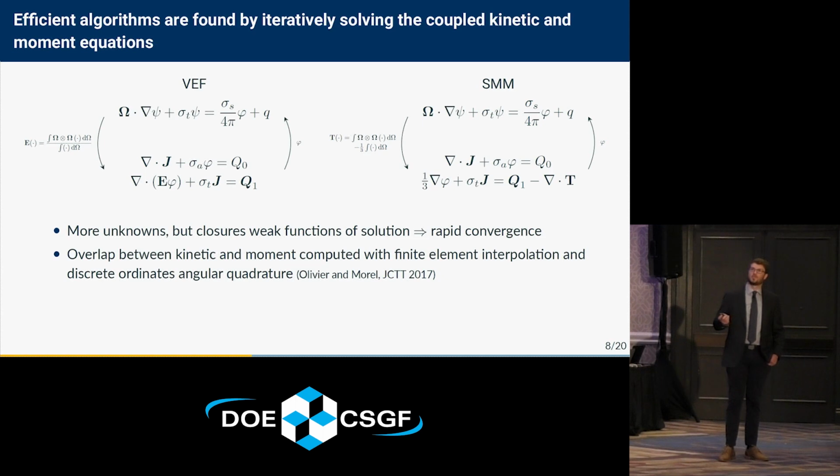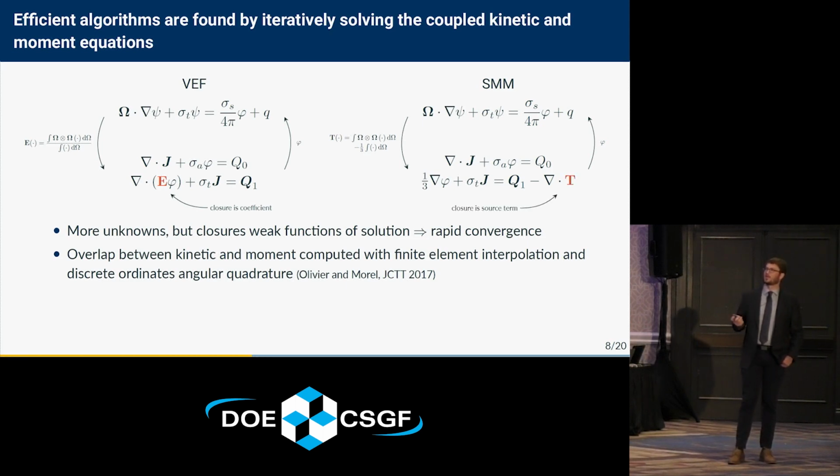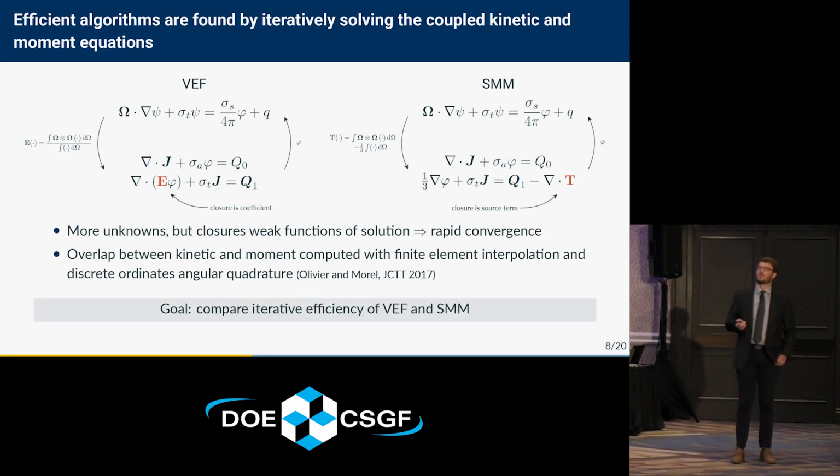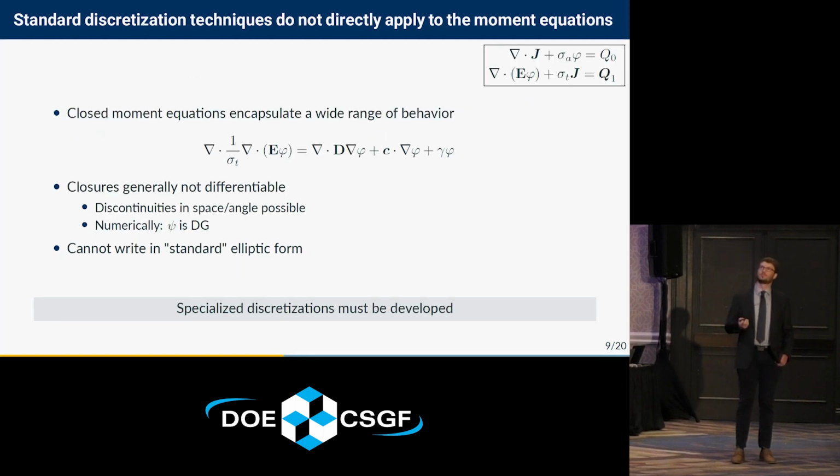And this is a good place to see the key differences between the two methods. For VF, the closure is on the left-hand side. It modifies the properties of the partial differential equation, whereas for the second moment method, the closure is on the right-hand side, and it appears as a source term. And so the goal of this work is to implement these algorithms and then compare their iterative efficiency and see whether the placement of these closures is an important factor.